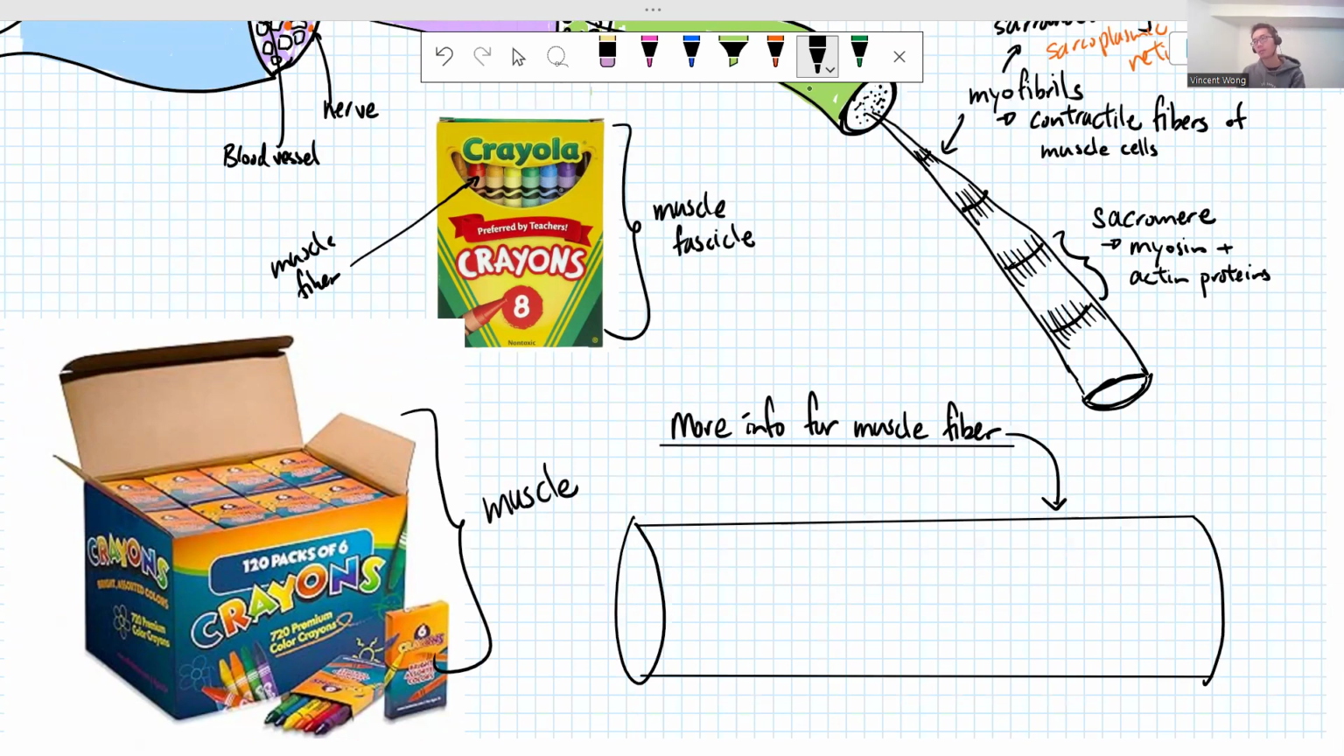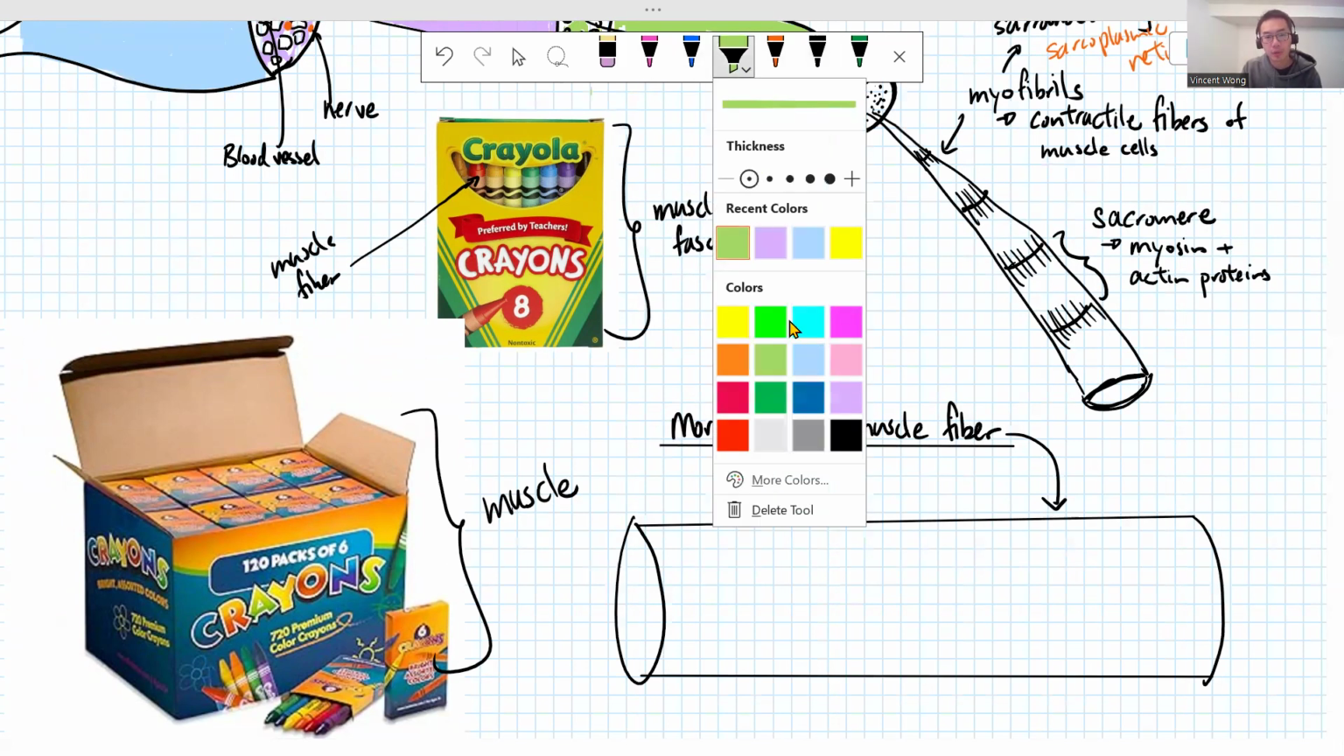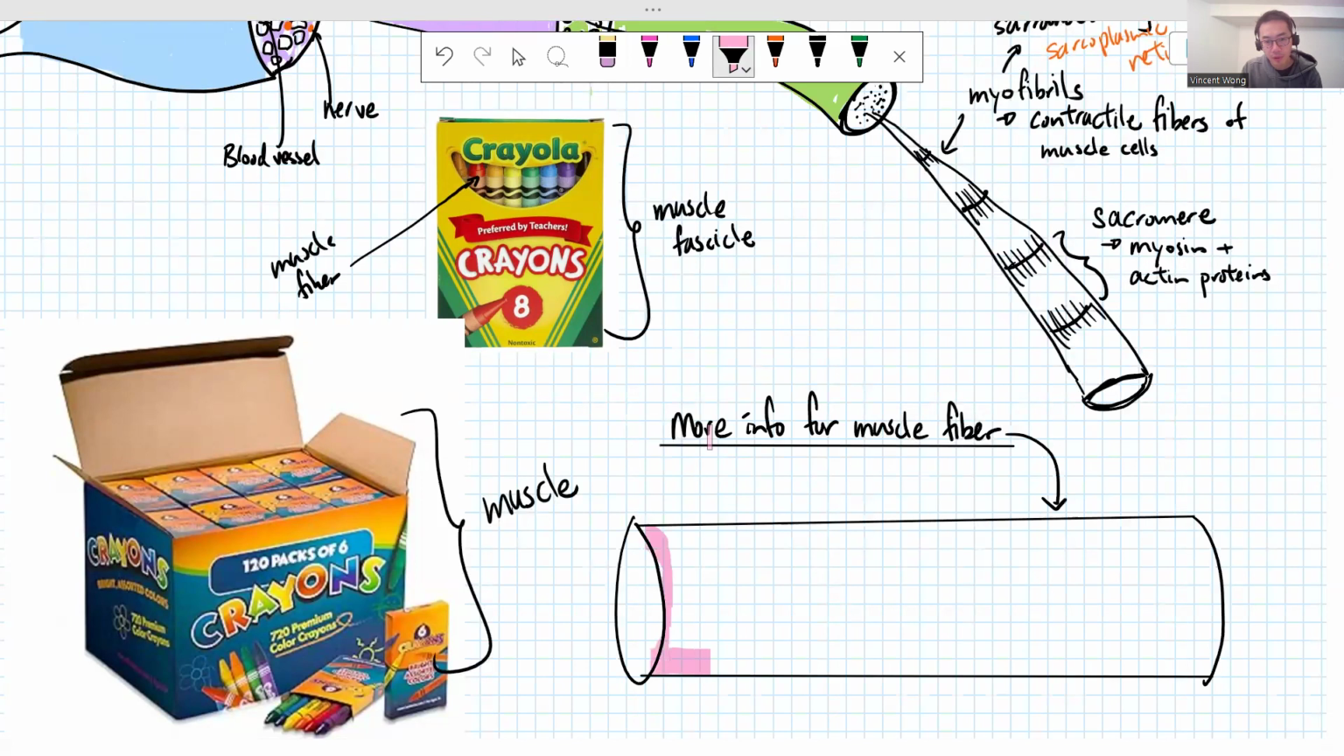And of course, the muscle fiber has a cell membrane, right? Just like any other cell. So let me draw the cell membrane for you. I'm just gonna use pink maybe. Maybe take a look at what I'm doing first before you do it. I'm not gonna color the whole thing, just half of it. Okay, so this is the cell membrane.